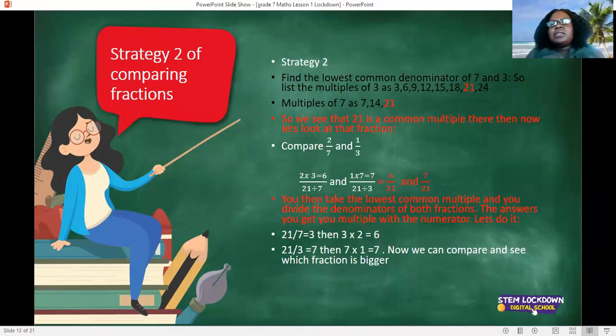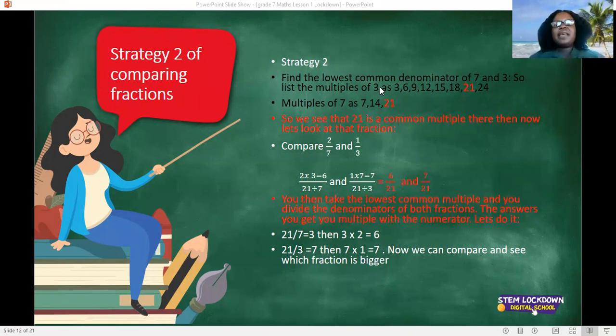What does lowest common multiple mean? Remember, we did multiples, and you did the HCF and the LCM when you were in term 1. So by now you are familiar with how we can find the LCM. So now that you know that the lowest common multiple is 21, then we go back to the fractions.